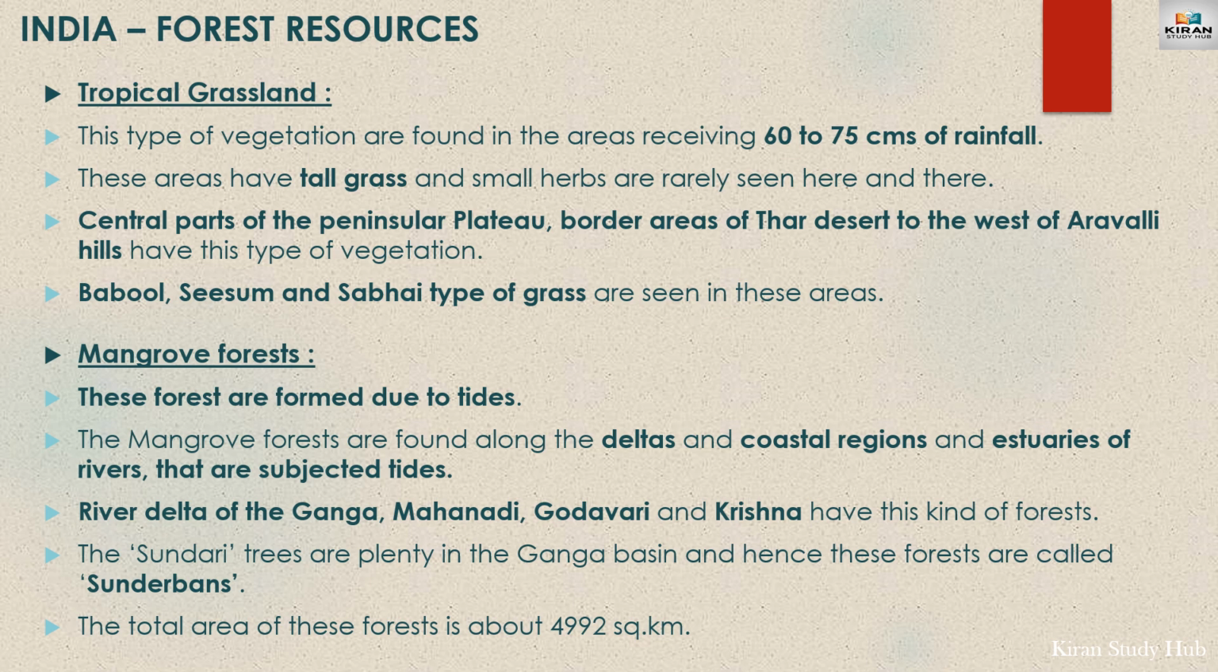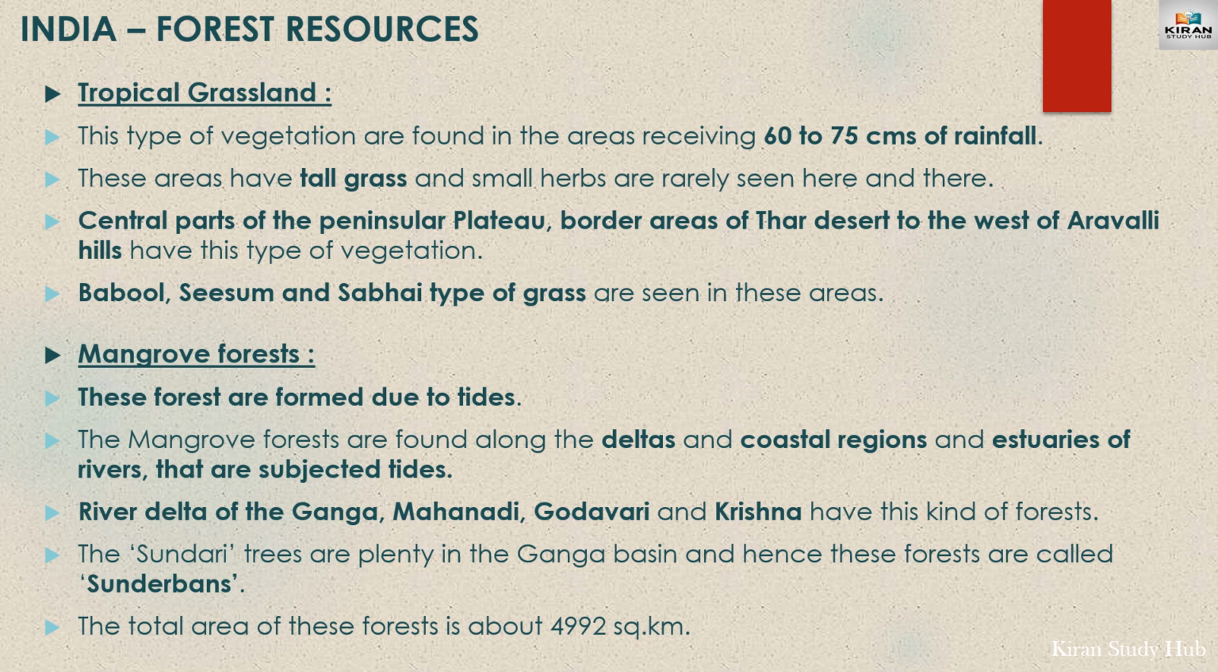Tropical grassland. This type of vegetation is found in the areas receiving 60 to 75 centimeters of rainfall. These areas have tall grasses, and small herbs are rarely seen here and there. The tropical grassland is distributed mainly in the central parts of peninsular plateau, border areas of Thar Desert to the west of Aravalli Hills. Bubble, sisam, and sabai type of grass are seen in these areas.